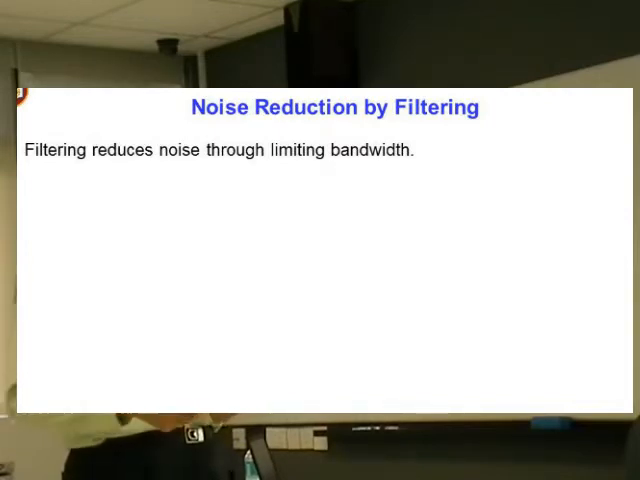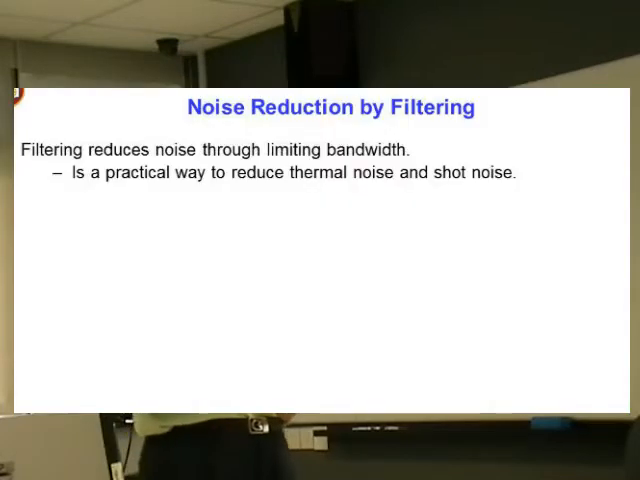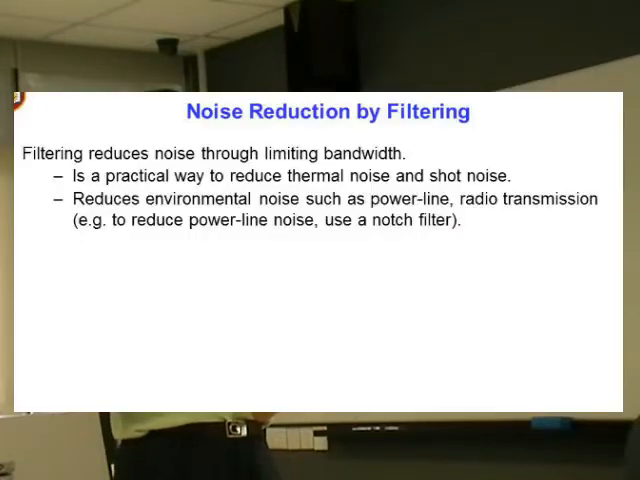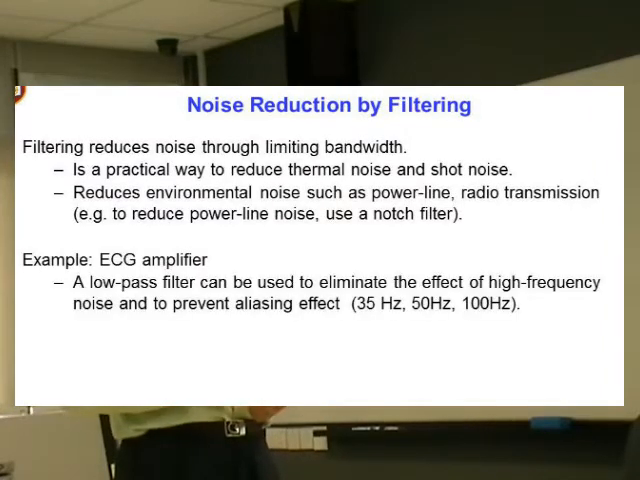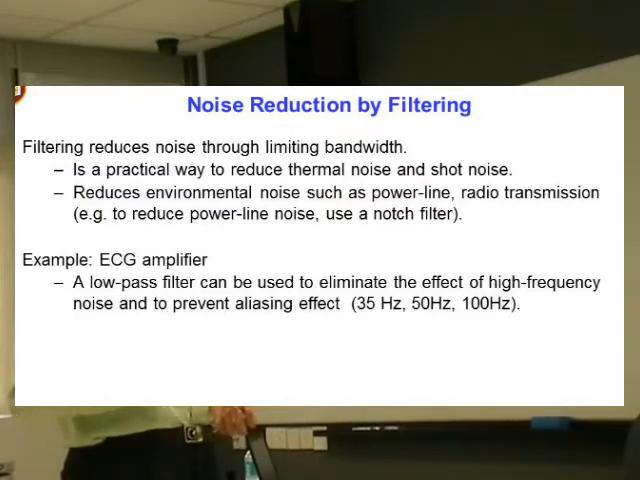So, noise reduction by filtering. This is a practical way to reduce noise through limiting the bandwidth. And you can reduce environmental noise such as power line and radio transmission. Example, you have an ECG amplifier. A low-pass filter can be used to eliminate the effect of high-frequency noise, which will help to prevent aliasing effect.